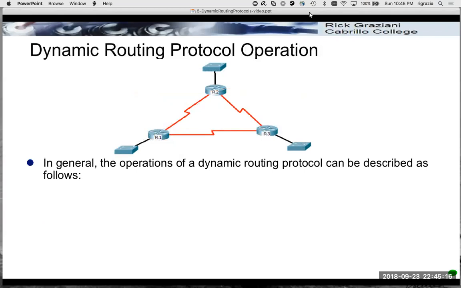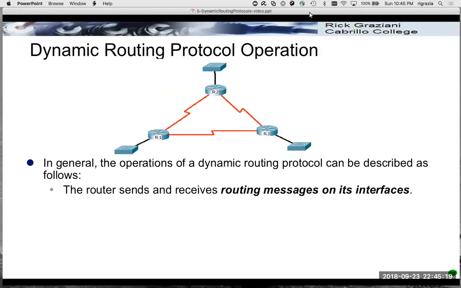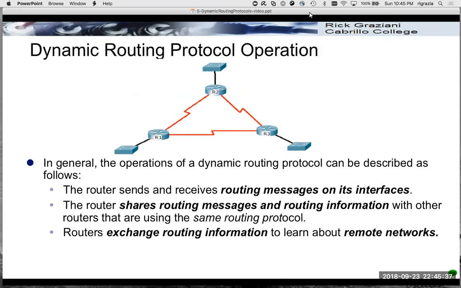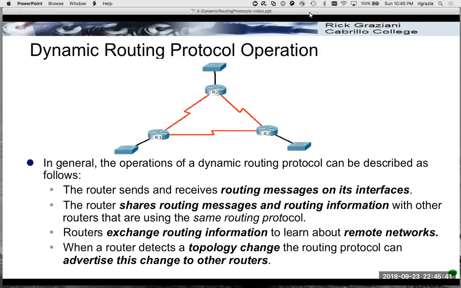Okay, so in general, in the operation of a dynamic routing protocol, routers send and receive routing messages on their interfaces. Again, this all depends on the routing protocol itself. But it shares these routing messages and routing information with other routers using the same routing protocol. They exchange routing information to learn about these remote networks. And again, if there's a topology change, it's all about advertising these changes to their neighbors, keeping each other up to date.